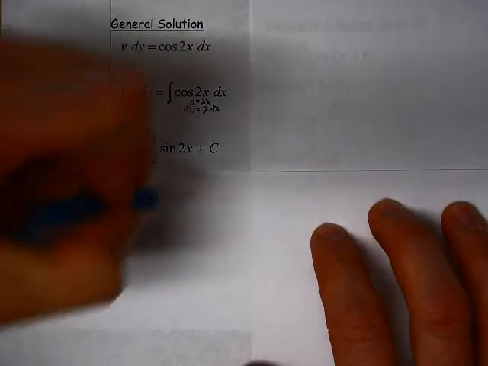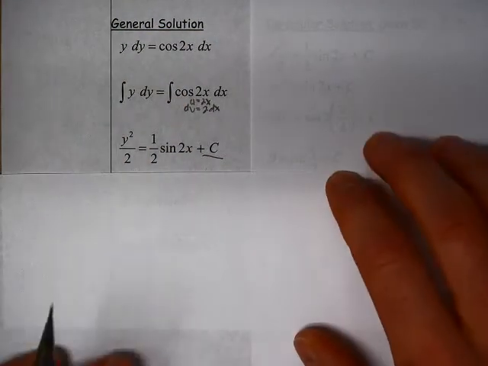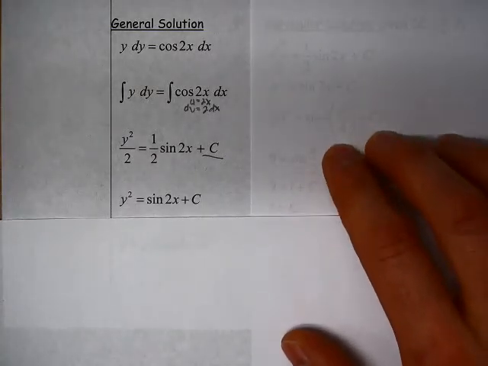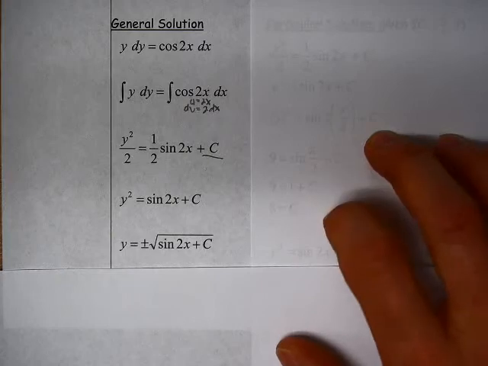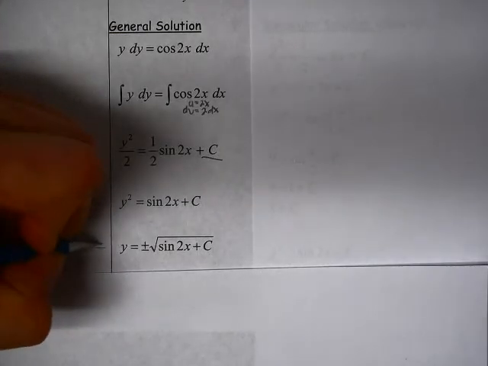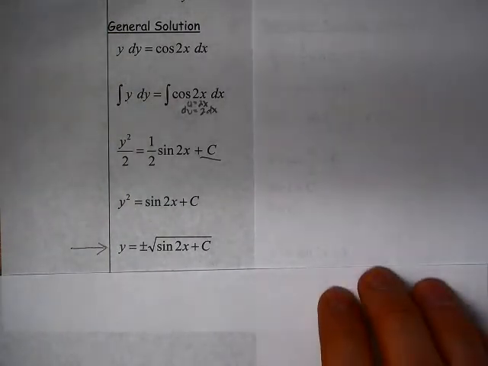And I'm not going to solve for c because I'm only finding the general solution. So I'm just going to solve for y. I'm going to multiply both sides by 2, and then I'm going to take the square root and solve for y. So this right here is my general solution for the differential equation dy/dx equals cosine of 2x over y.